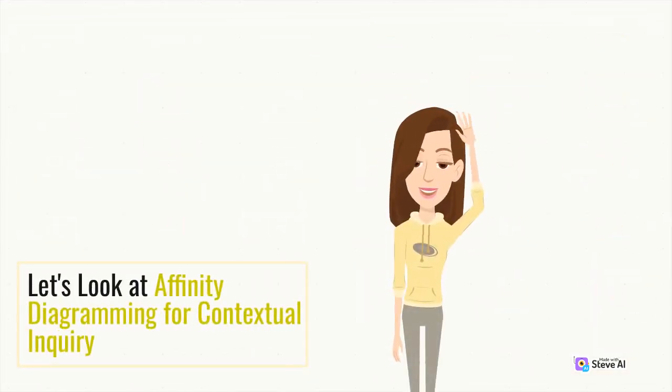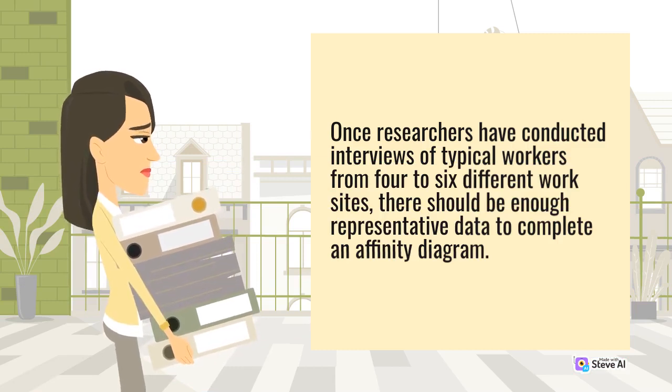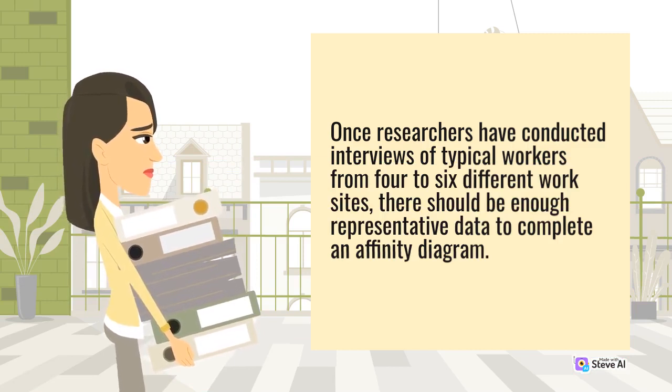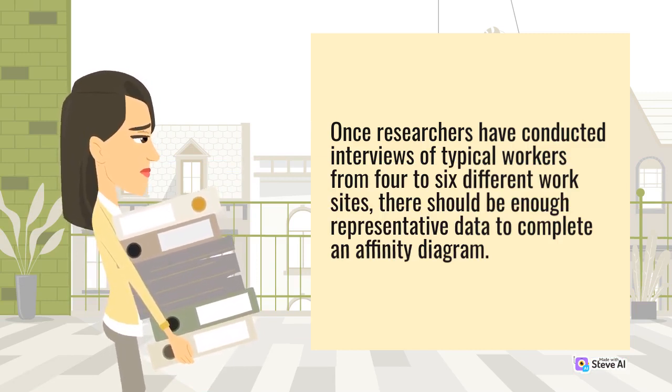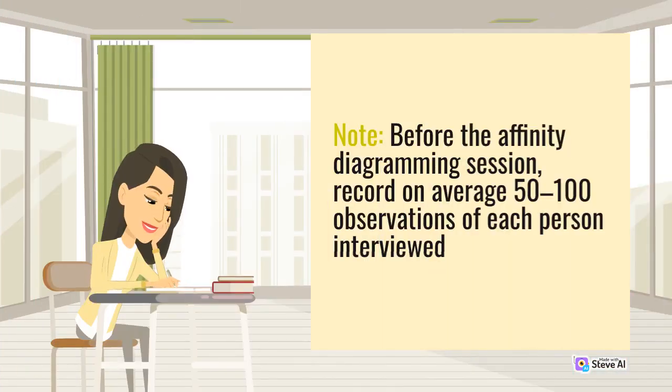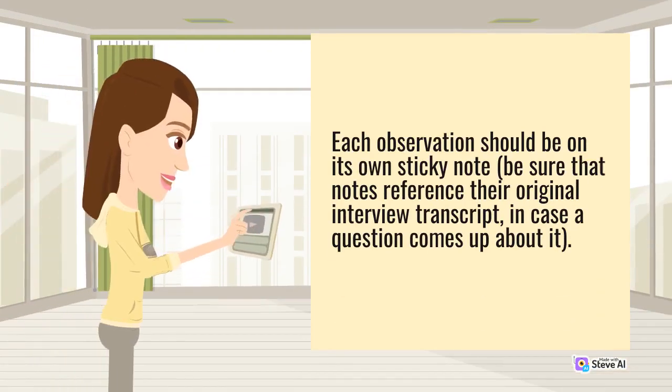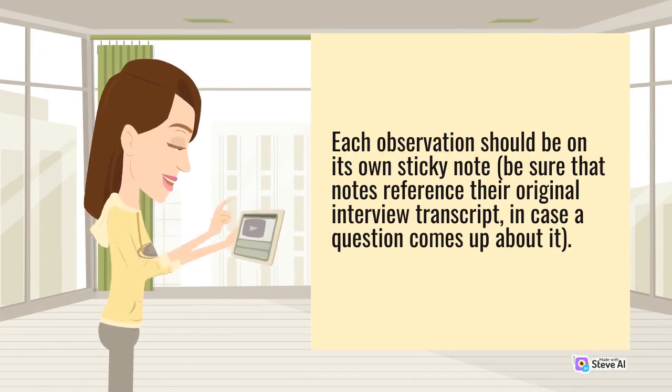Let's look at affinity diagramming for contextual inquiry. Once researchers have conducted interviews of typical workers from 4 to 6 different work sites, there should be enough representative data to complete an affinity diagram. Note: before the affinity diagramming session, record on average 50 to 100 observations of each person interviewed. Each observation should be on its own sticky note. Be sure that notes reference their original interview transcript, in case a question comes up about it.